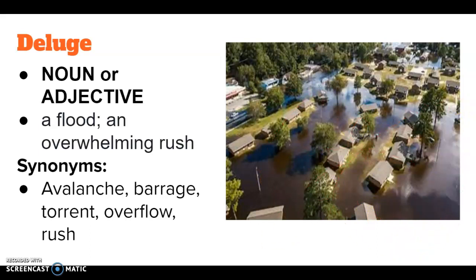So I might say, the deluge last night flooded the entire neighborhood. So in that instance, I'd be using it as a noun. And I might say, this neighborhood was deluged by rain last night. So again, it doesn't have to always be rain. It can be in a figurative sense, like it could be an emotional type thing.